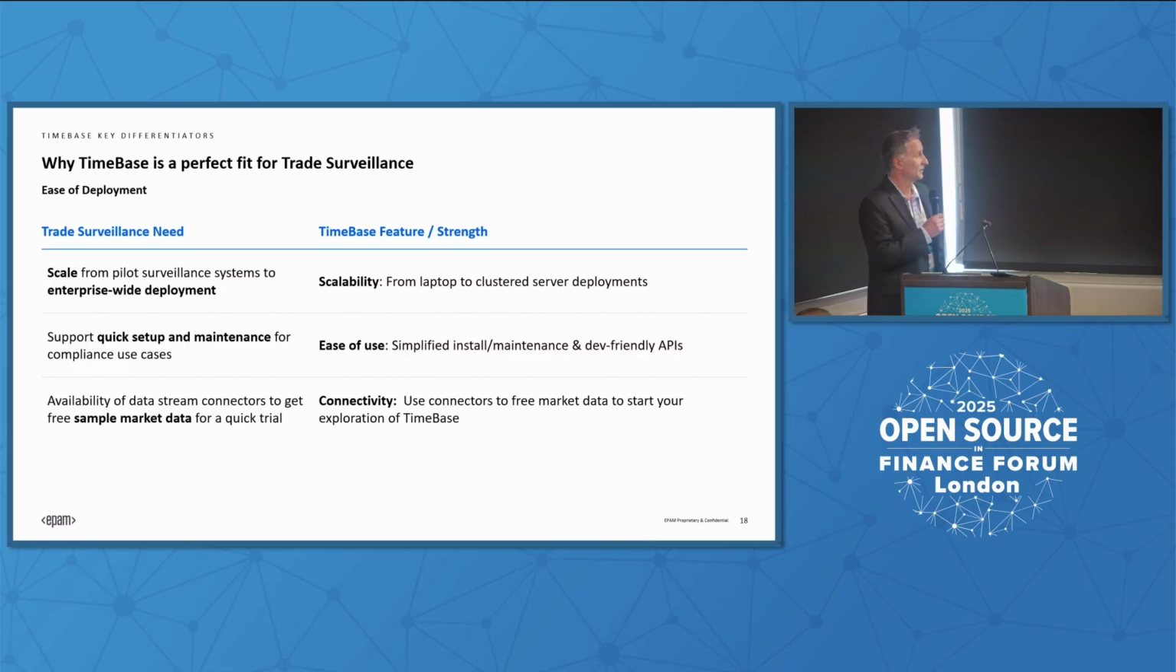And then we have a full path to scaling it as well, of course, as EPAM is ready, as we did with Deutsche Bank, to fully support the development efforts or fully support production deployment efforts as well. So it's very important to also keep in mind that we have good support for TimeBase.